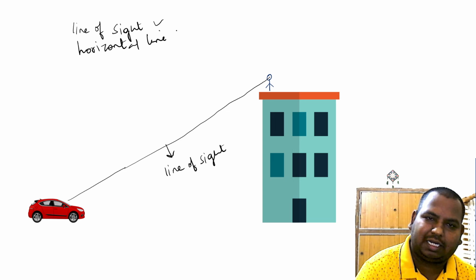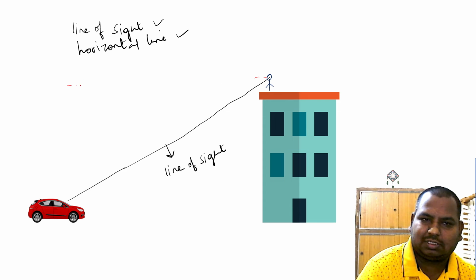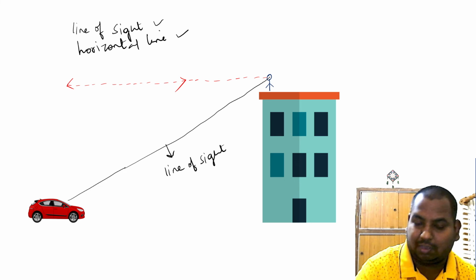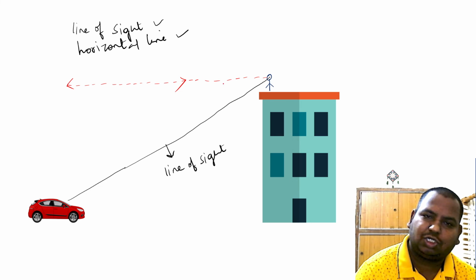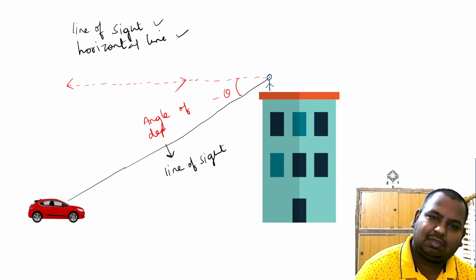Next we need the horizontal line. What is the horizontal line? Horizontal line is a line starting from the eye of the person and parallel to the ground. Got it? So this is the horizontal line. Horizontal line is always parallel to the ground. Now the angle between the horizontal line and the line of sight, this angle is the angle of depression. Got it?